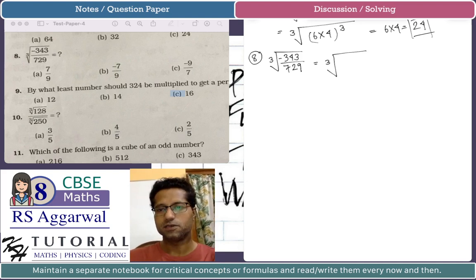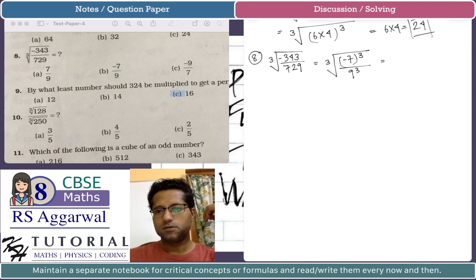So we will express them as cubes. The cube of 7 is 343. So minus 343 will be the cube of minus 7. You must be very clear about that. The cube of a negative number is negative and the cube of a positive number is positive. So minus 343 will be the cube of minus 7 and 729 is the cube of 9.